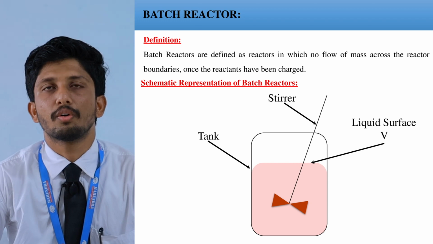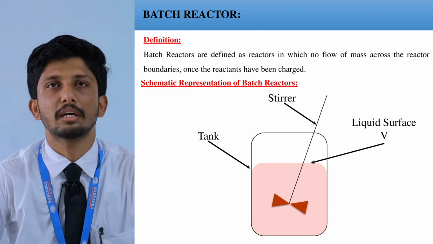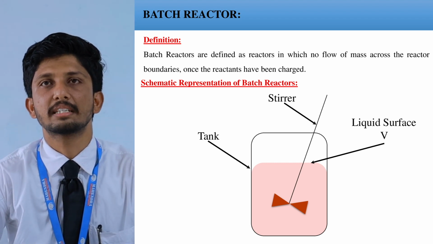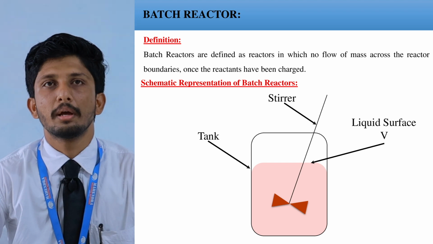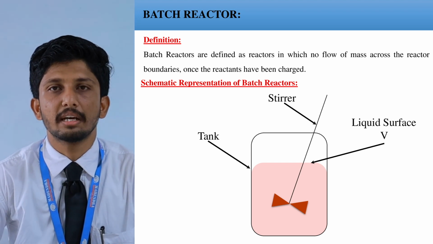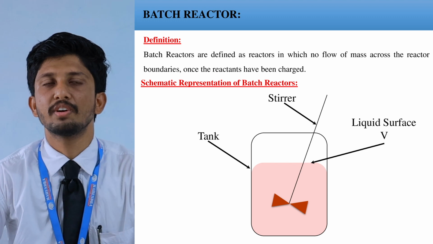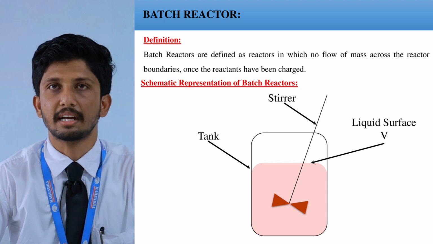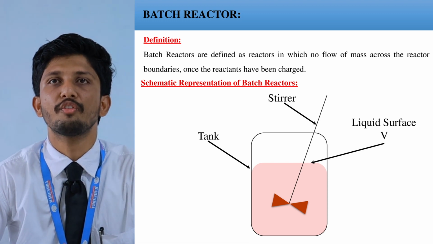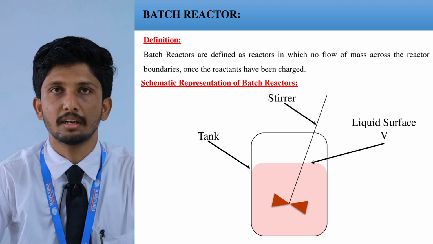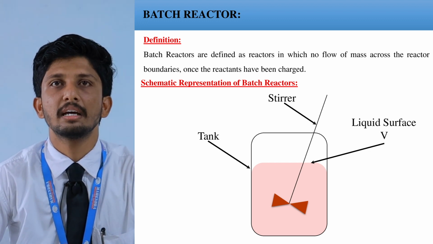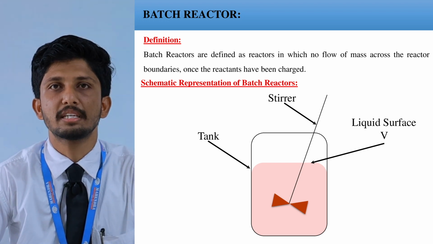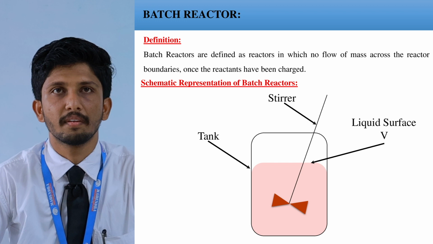So, reactors. What is meant by a reactor? A reactor is a device or equipment or vessel in which the chemical reaction can be carried out. These reactors can be classified as batch reactors and continuous reactors. What are batch reactors? A batch reactor is a reactor in which there is no flow of mass across the reactor's boundaries once the reactants have been charged. The schematic representation of a batch reactor is shown in the slide.